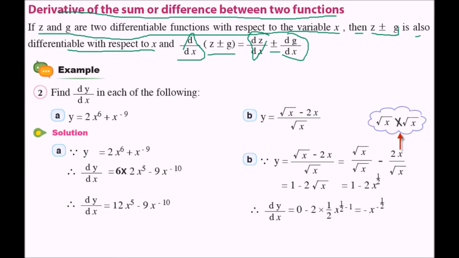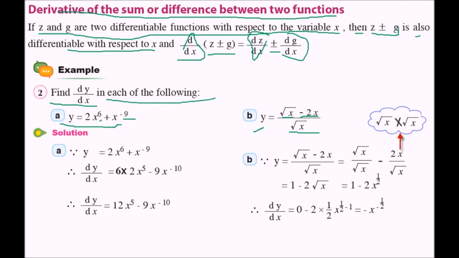Example. Find dy by dx in each of the following. A. y is equal 2x power 6 plus x to power negative 5. B. y is equal square root of x minus 2x over square root of x.